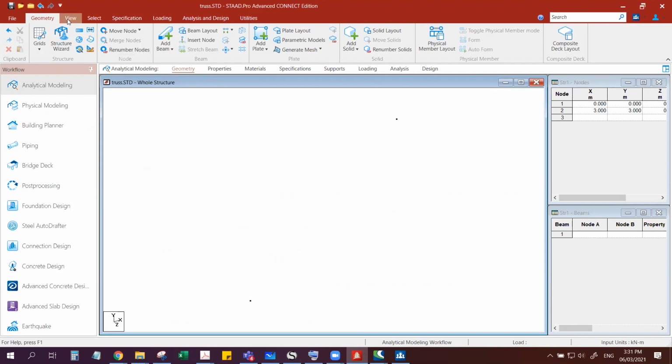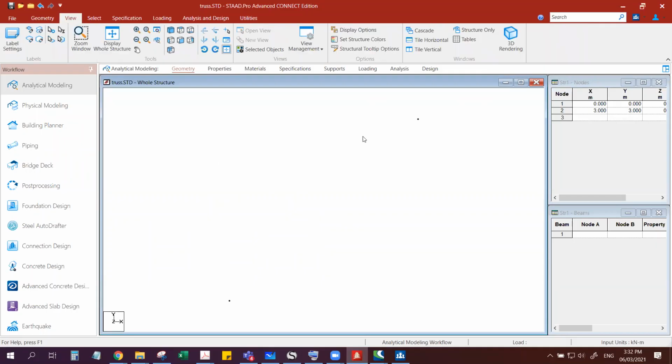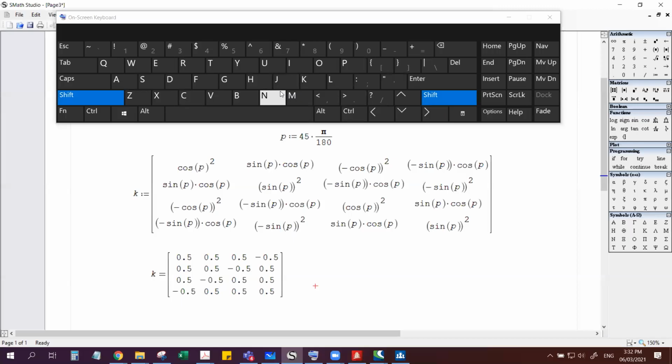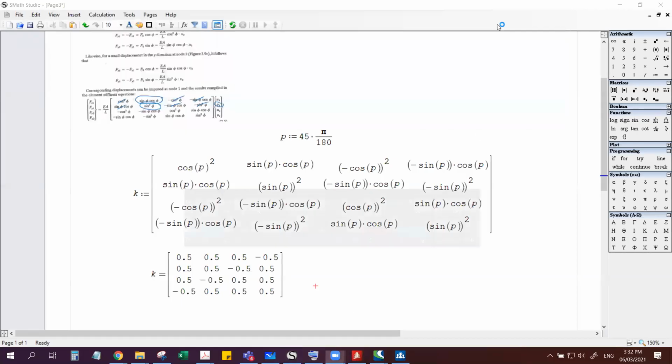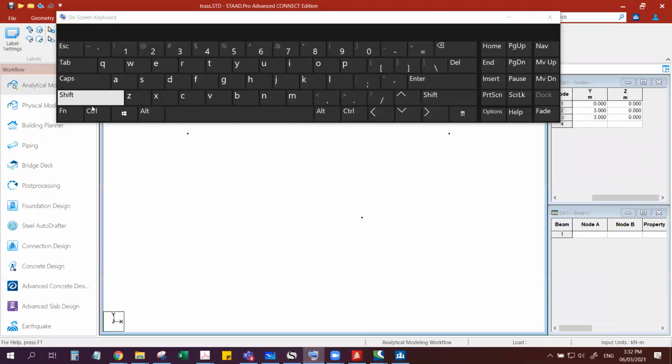Okay, so to visualize, let's view the front view. And again, this is our global axis. Okay, so 3, 3. Next is negative 6 and 3. That will be our node 3. To display the nodes, you press on Shift N. Shift N. Okay.